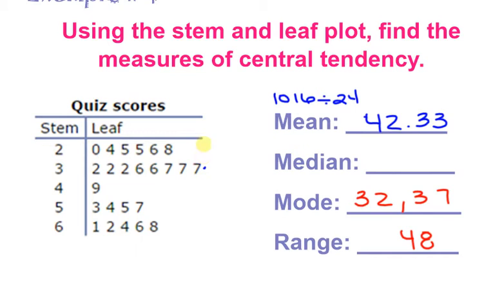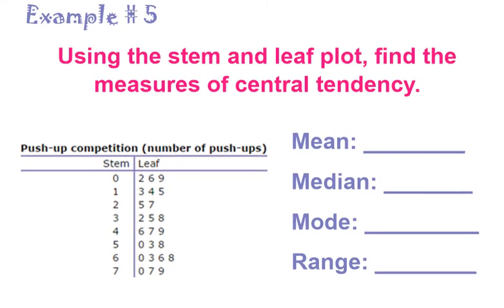Now I need to determine my median. So I'm going to start crossing out, 1, 2, 3, 4, 5, from each end, until I have 2 numbers left over, which are 37 and 37, and so my median is going to be 37.